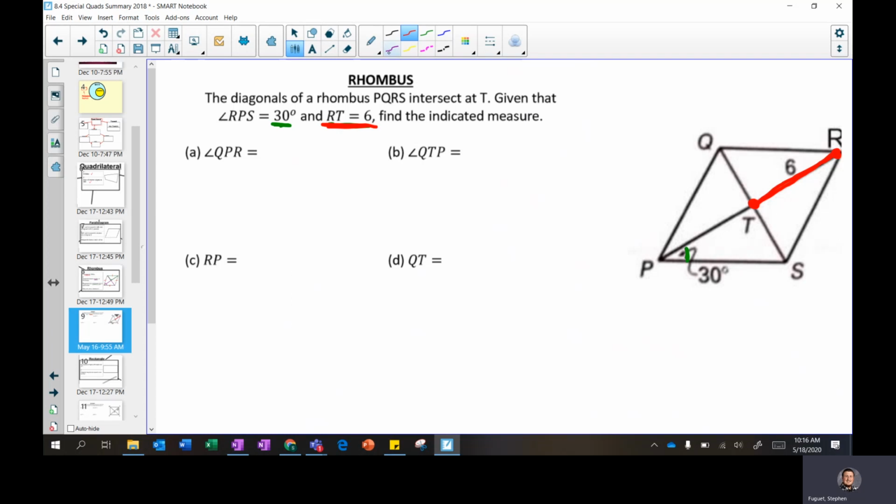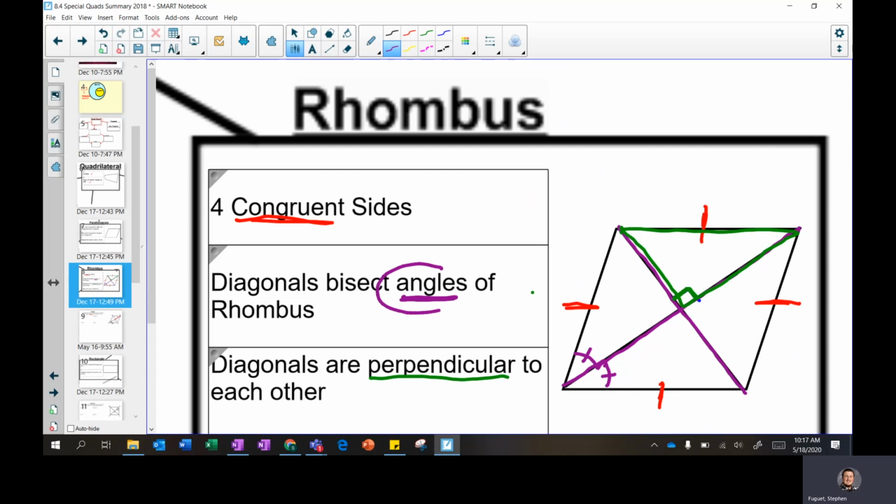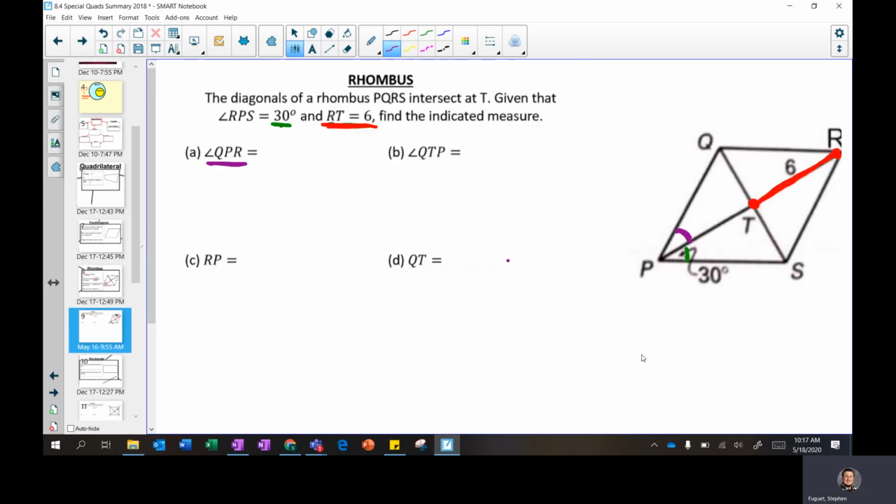So we're going to begin with finding angle QPR. So QPR is going to be this angle right here in purple. Based on the fact from the last slide that I just mentioned, that diagonals bisect the angles, we can look over here and see that because the green angle down here at the bottom is 30, this angle up here must also be 30. And so the answer to this first question is 30 degrees. Next, we're going to talk about angle QTP, which I'm going to do in blue. So that's going to be this angle right here.